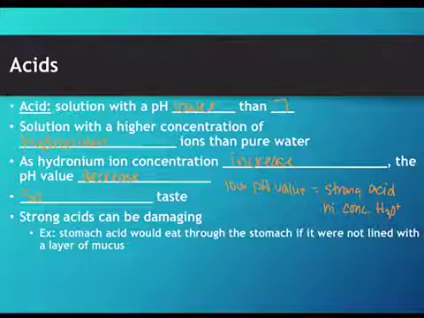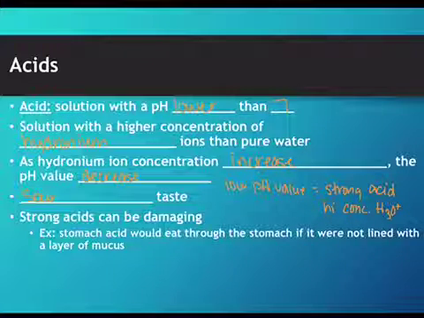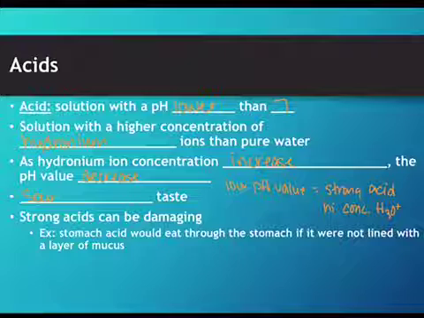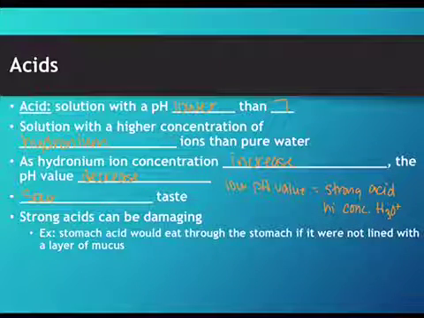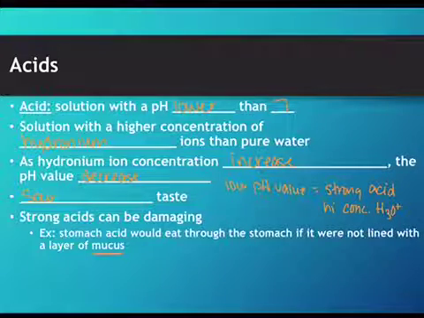Acids tend to have a sour taste to them, and very strong acids can be damaging. So, for example, your stomach acid is a very strong acid, and it would eat through the stomach if it were not lined with a layer of mucus. This mucus layer protects your stomach tissue.